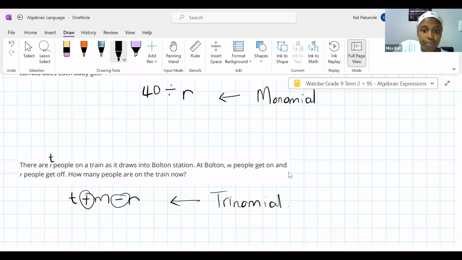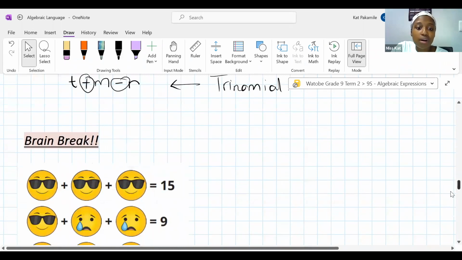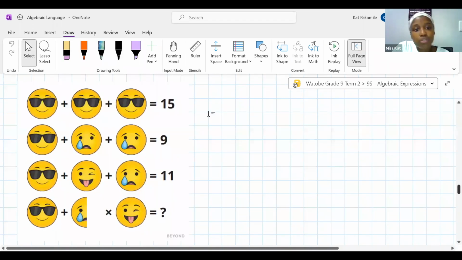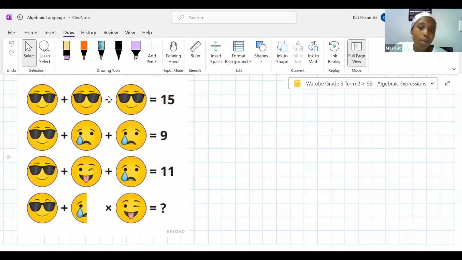Beautiful, guys. Now let's do our brain break. I think our brains are tired. I chose these brain breaks because they relate to algebra. It's all about solving for Mr. Cool Face, solving for Mr. Sad Face, and solving for Winky Face. I'm not sure why I'm calling them Mr. Guys, don't come for me. I have no idea why I said Mr. But I'm sticking to what I said.